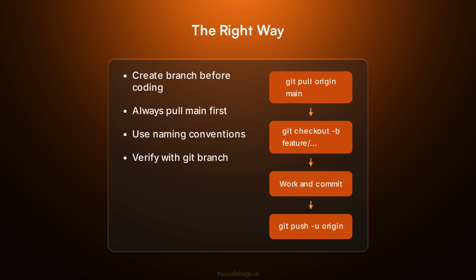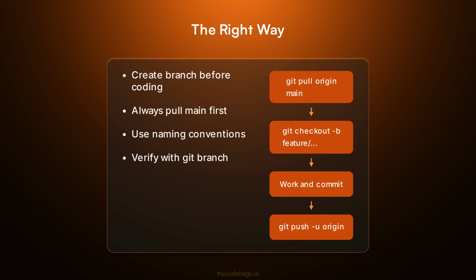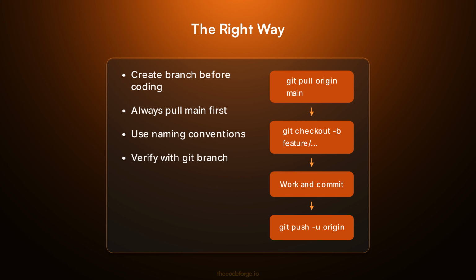The discipline is: create the branch before you write any code. Always pull the latest main first to avoid stale base conflicts. Use a consistent naming convention like feature/ticket-description. Then verify with git branch before committing.